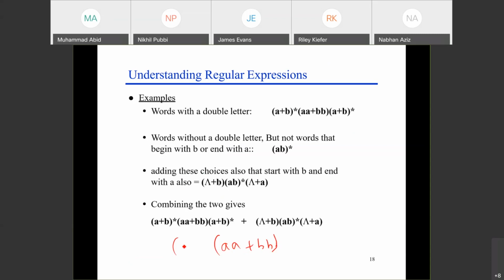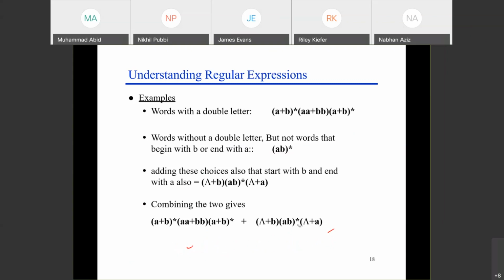So you can write (a+b)* before that and (a+b)* after that. Now it has a double letter there. Write a word with a double letter. The minimum requirement is met with this one.